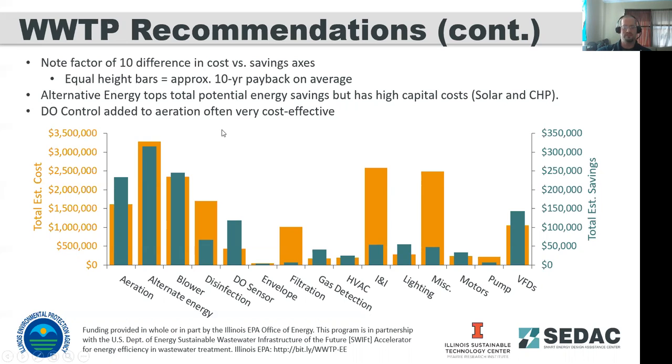DO controls is another very common option for our recommendations, pointing out again there that aeration costs, that payback is usually somewhere in the 7 to 10 year range.